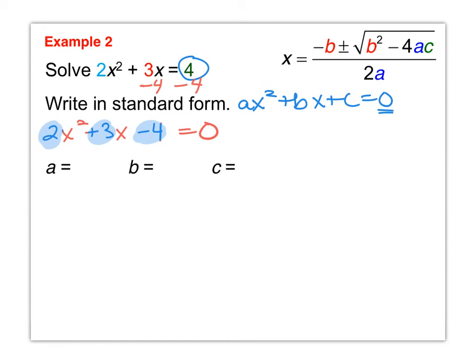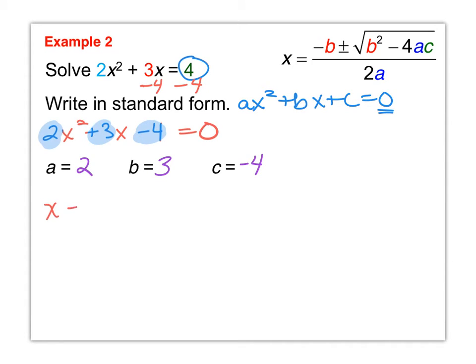So our a is 2, the coefficient of the x squared term, the b is positive 3, and the c is negative 4. Our equation is in standard form, so you can pick out those values of a, b, and c. Now we can apply the quadratic formula.